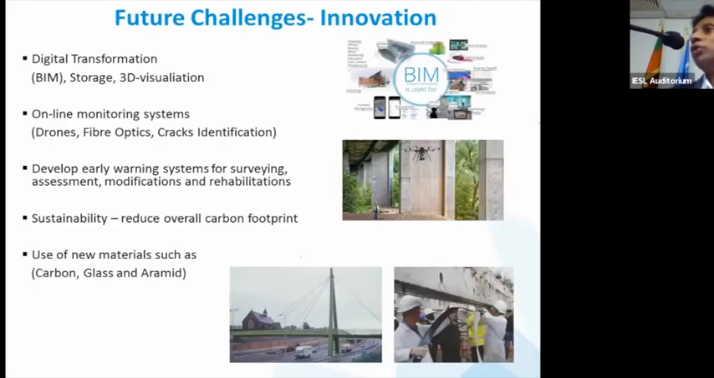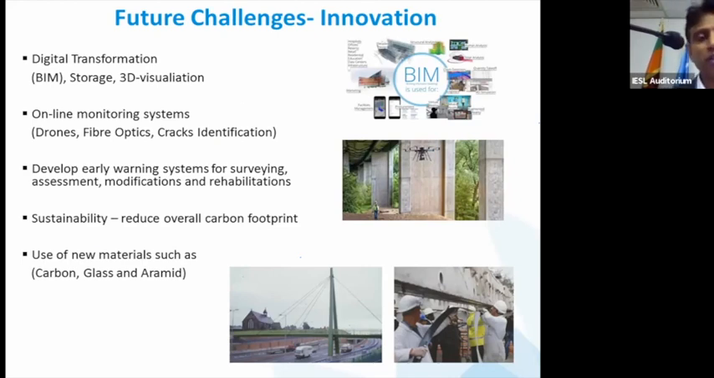This is the future challenges, right? I would say that we are moving in the 21st century and it's happening in the digital transformation. We have BIM and 3D visualization. My question is, in any organization you work for, do you have the right documentation? If you want to assess something, can you get the requirements very quickly? I certainly think you'll probably be struggling.